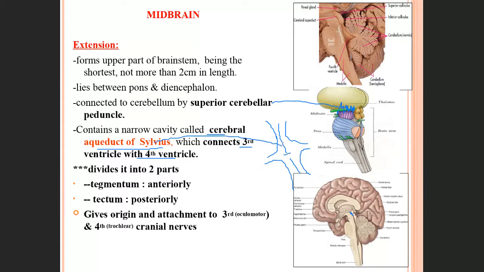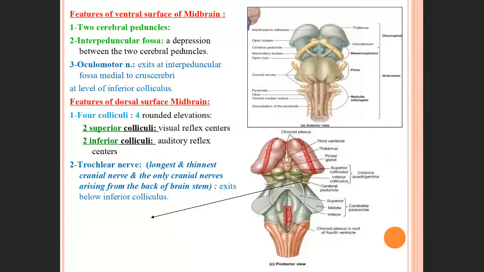Okay. Doctor, we can go to the next slide. Next slide. Okay. Yes. What do two cerebral ventricles, peduncles? So here, this one. Peduncles. Yes.